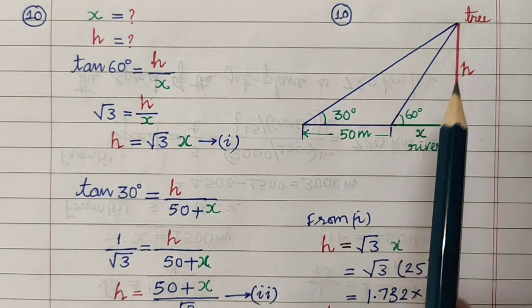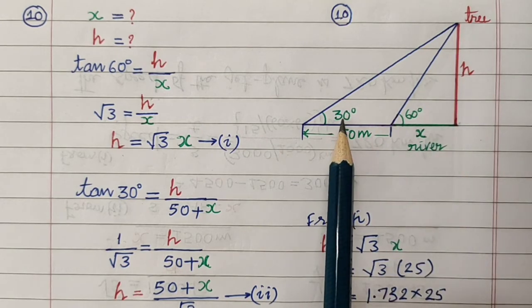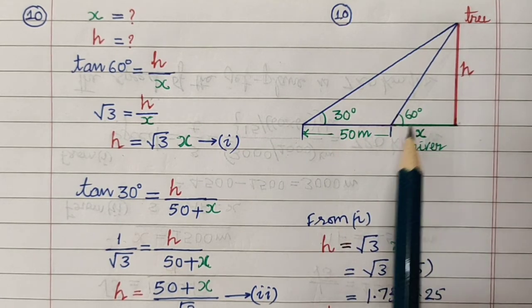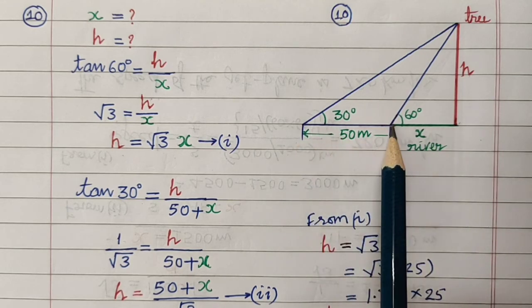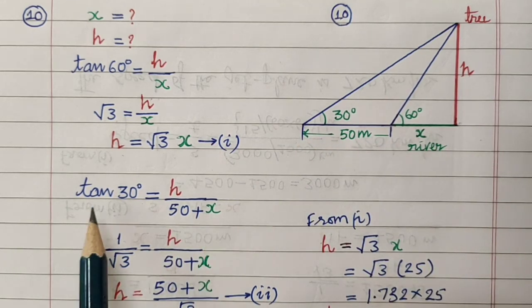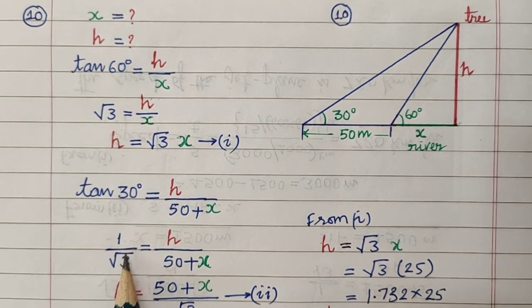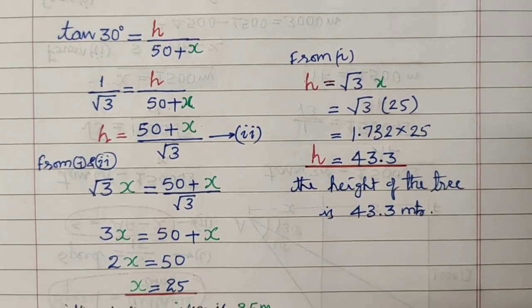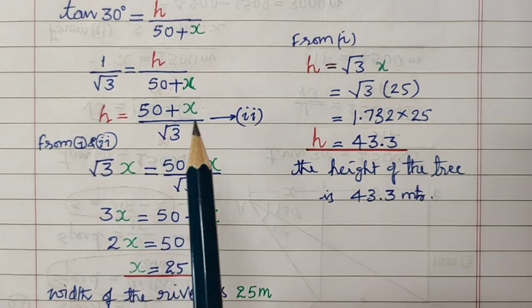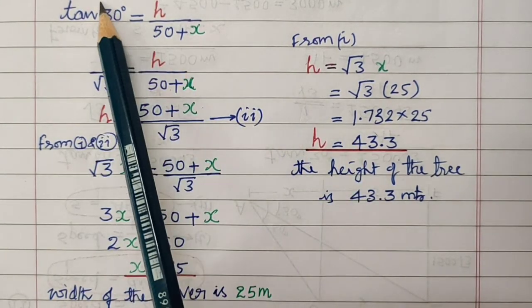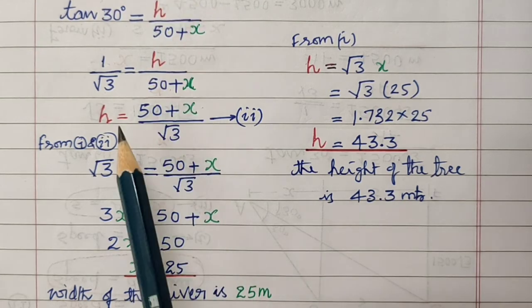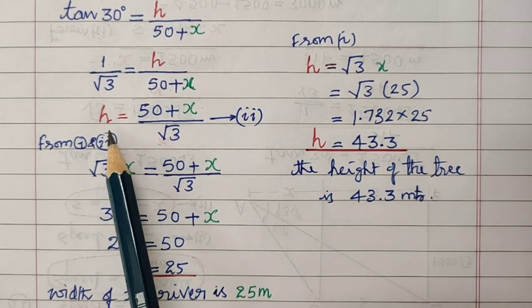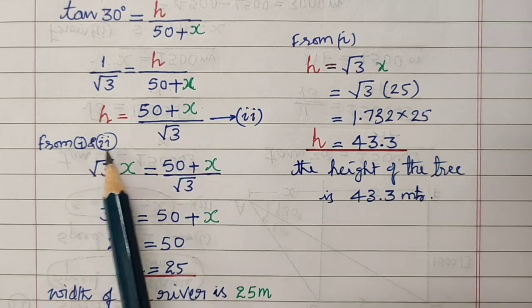Then we go to the next triangle here. Tan 30 is equal to perpendicular, that is h, divided by the base, which is 50 plus x. Tan 30 is equal to 1 by root 3, that is equal to h by 50 plus x, or h is equal to 50 plus x divided by root 3. So we got two equations here. We need to equate the two equations: one is h equal to root 3 x, and the other is h equal to 50 plus x divided by root 3.